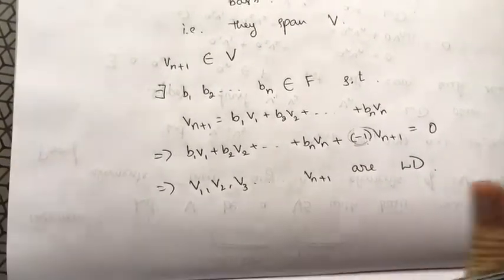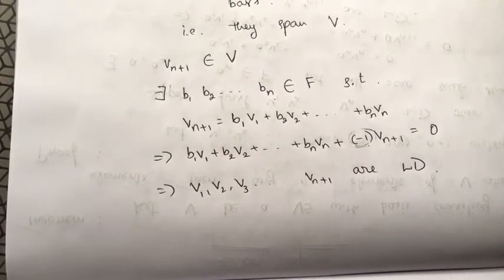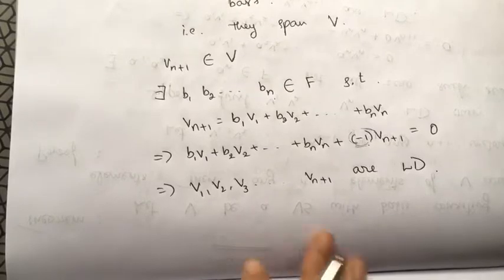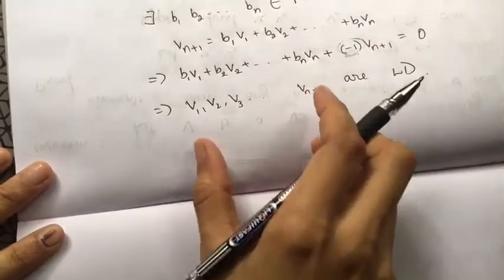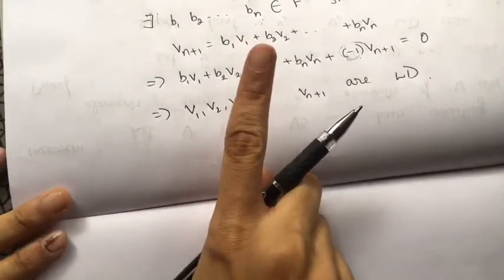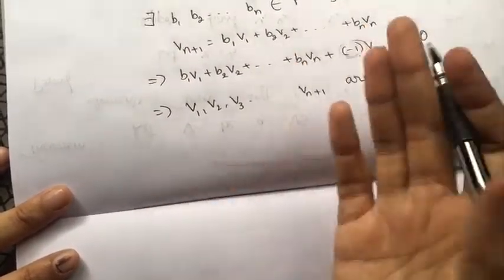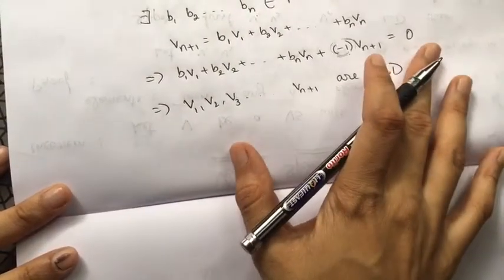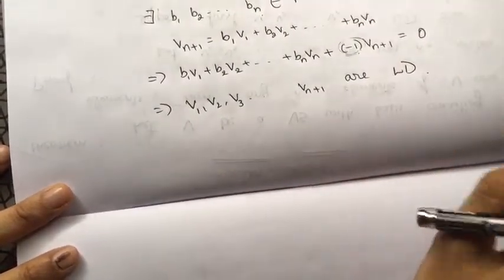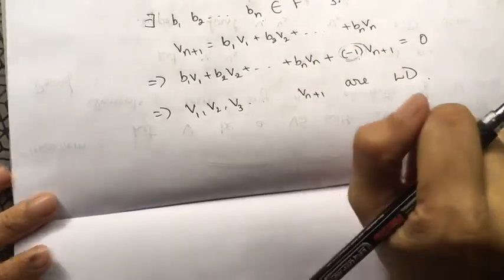This proof you can even do by taking induction on n. You take initially n equal to 1, and that means the vector space has a basis with only one element. You take two vectors in a vector space V, and one vector should be a multiple of the other, like that. You can prove this by using induction on n also. I have taken some other method which is quite easy.